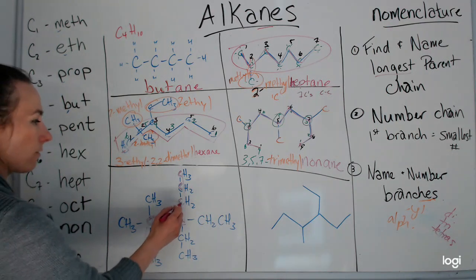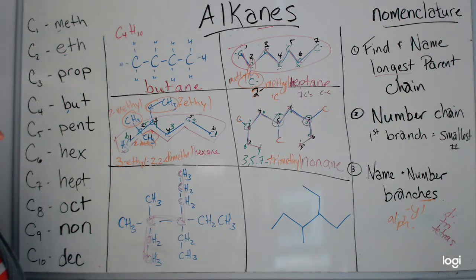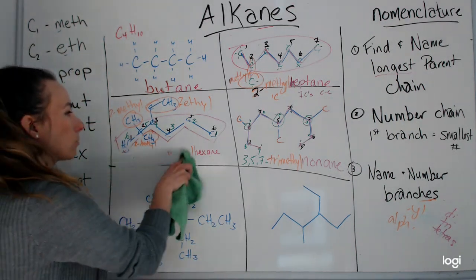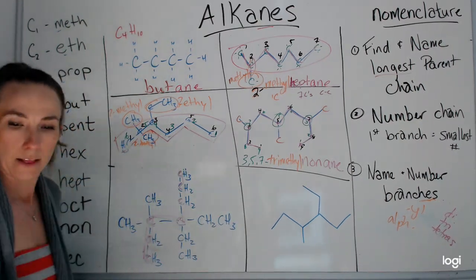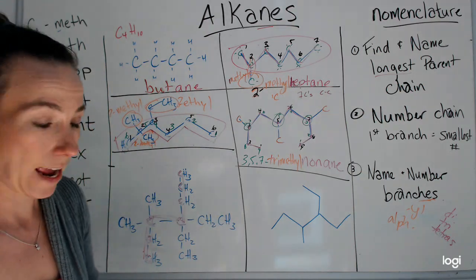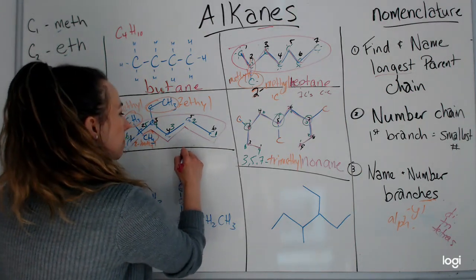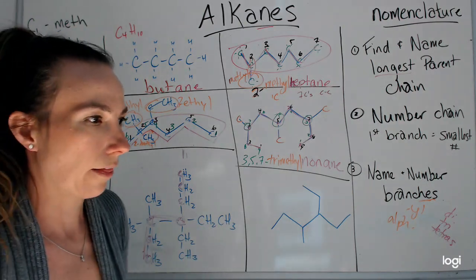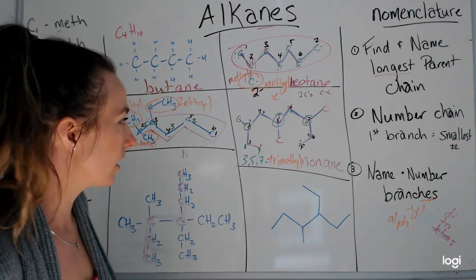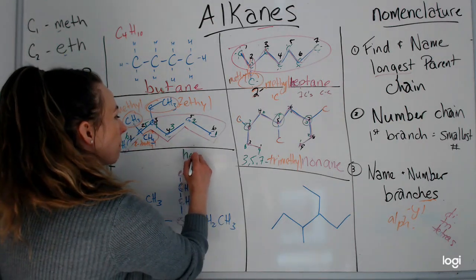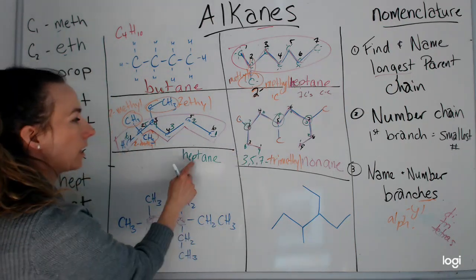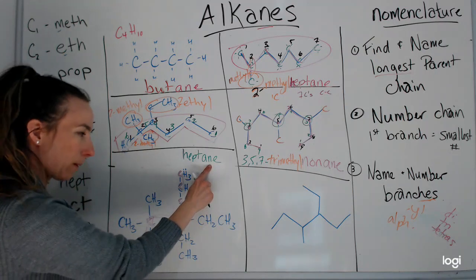1, 2, 3, 4, 5, 6, 7. So how do I say 7 in organic chemistry? I'm just going to erase this so that I've got some space here to name it. How do I say 7? I say hept. Board markers are not doing so well today, hey? Okay, how do I say 7? I say hept. All singly bonded, ane.